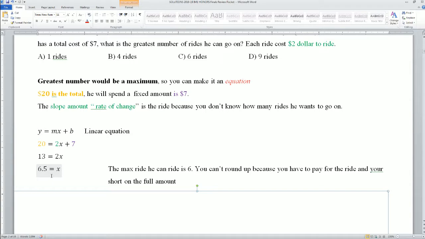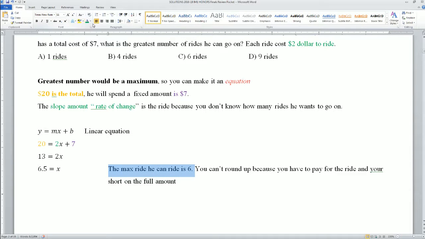6.5. So you're wondering, is it 6 rides or 7 rides? There's no 7 here. You cannot say 7 rides because the max ride he can go on is 6. You cannot round up because you have to pay for the extra ride. You can't go up to the attendance guy and say, hey, I would like to ride the roller coaster, but I'm short 50 cents. She's not going to round up automatically. That's the reason why you don't round up.